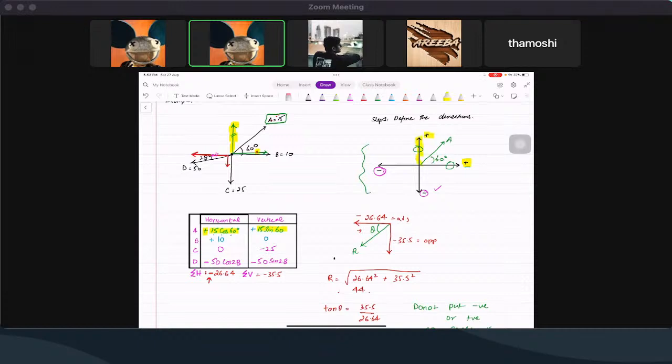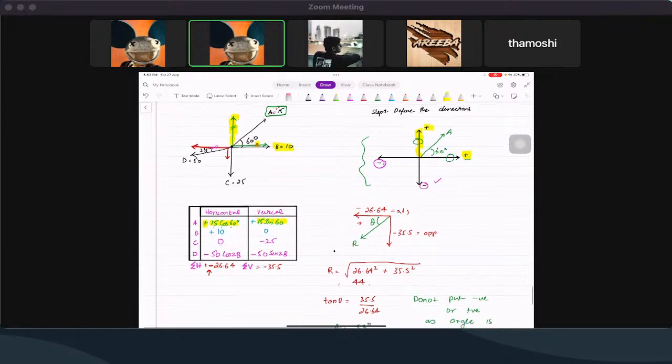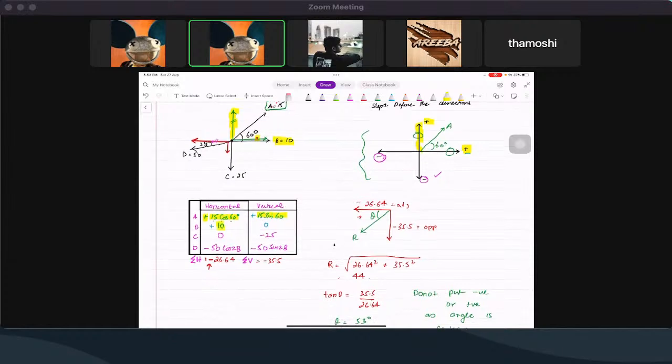Then for B, B was actually completely horizontal, as you can see. So if something is completely horizontal, it means it is 10, and because it is towards the right, I took it as positive, so it's positive 10. But if it's completely horizontal, it means it does not have a vertical component, so it will be 0. Understood? Right. Then for C, C is completely vertical, so horizontal will be 0. And 25 is the value, but I put a negative sign because negative is downwards. I took it like this, okay? So minus 25.